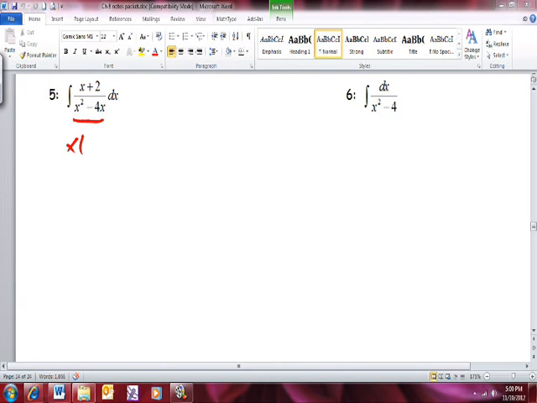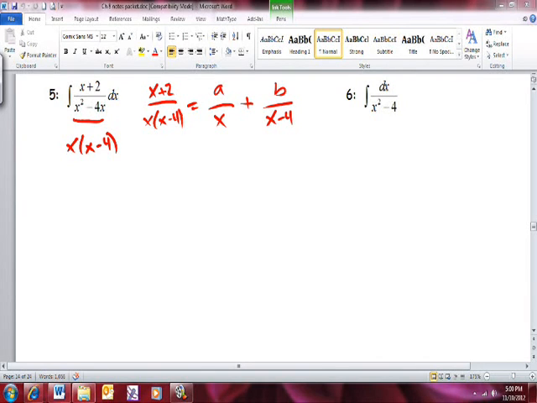So what we're going to do is factor at the bottom. We can take out an x, and that leaves us with an x minus 4. So we're going to try to break this into two factors where you get your x plus 2 over x times x minus 4. So that's going to be A over x plus something else, B over x minus 4.